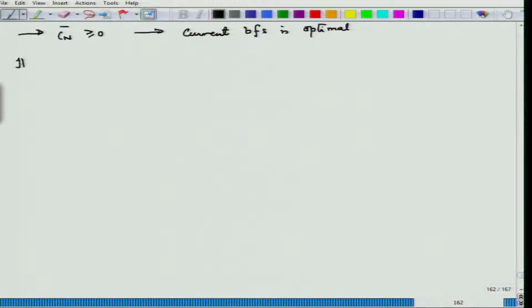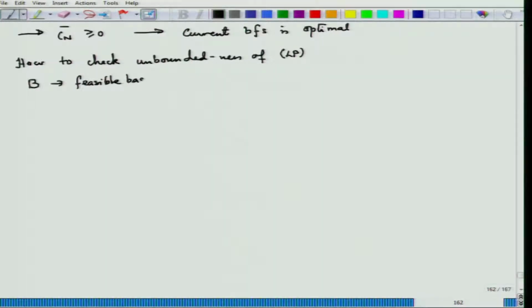Now the next question is how to check unboundedness. As the problem itself does not have a solution, how will you check that? And the beauty is that there are methods to check it directly from the problem data. That is why linear programming is so beautiful. So, as before, B is my feasible basis, IB is the index set of basic variables.